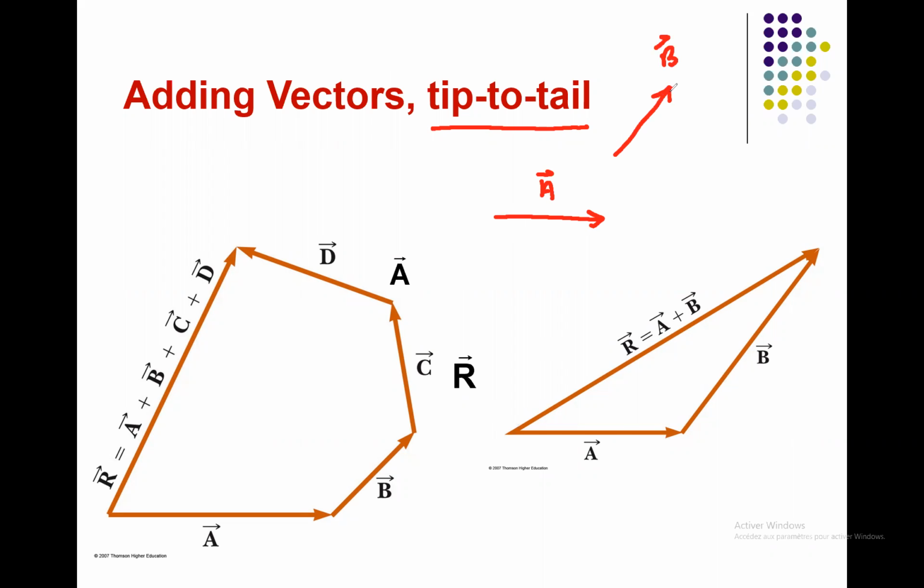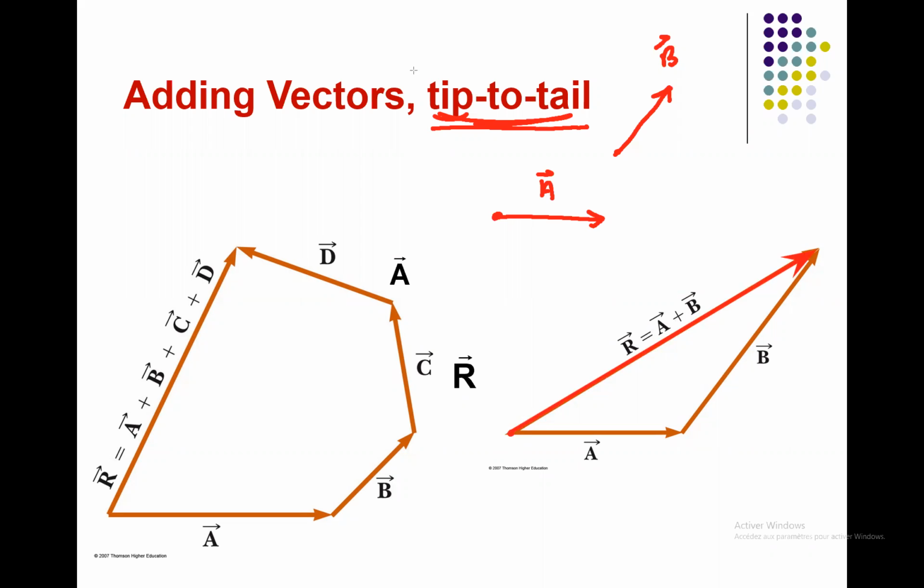To add A and B, I can move this one to A. I have to put the tip, I said this is the tip, this is the tail. Tail, tip. I have to put tip to tail, like this. Tail, tip, tail, tip. So it's tip to tail, like this. So I put A and B like this, and I join the tail to the tip. It's A plus B.